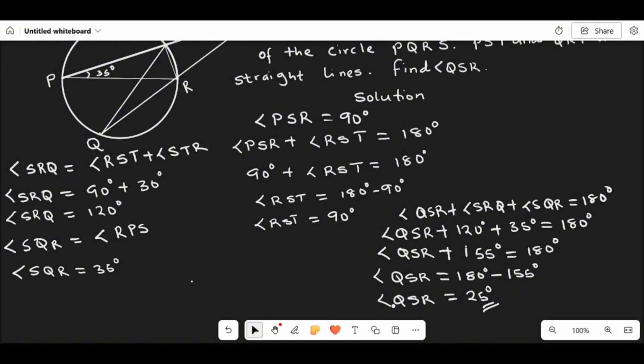Angle in a semicircle, same segment and exterior angle rule. Connect them correctly and the answer drops out.